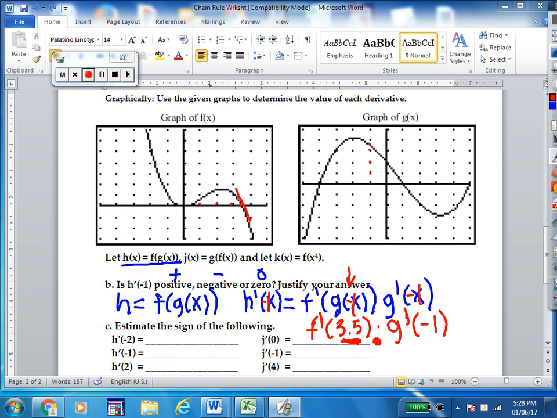At -1 for g, if you go to g, again, you are not looking at the y value, you're looking at the slope. You're going to notice that's a negative slope as well. So we don't really need to know the actual answer. We just need to know that a negative times a negative equals a positive. Therefore, h prime of -1, it tells us to determine if it's positive, negative, or 0. Well, using the chain rule, we found it to be positive.